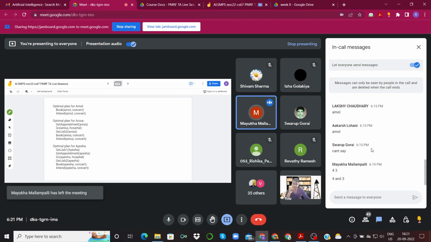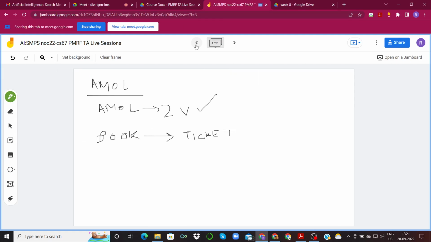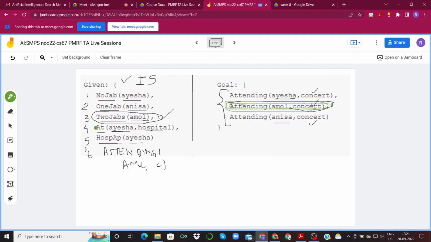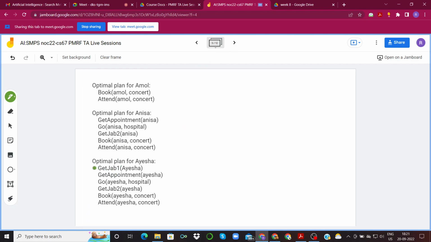Sir, get appointment should come first, no, sir? Then get jab one. Yeah, in which agent are you talking? For Aisha. Okay, so see, Aisha already has an appointment, I think, as per the given information that we have. No, Aisha doesn't have a jab, but she already has this appointment and she's already at the hospital. This 4 and 5. I think that's why this get jab is directly written over here.